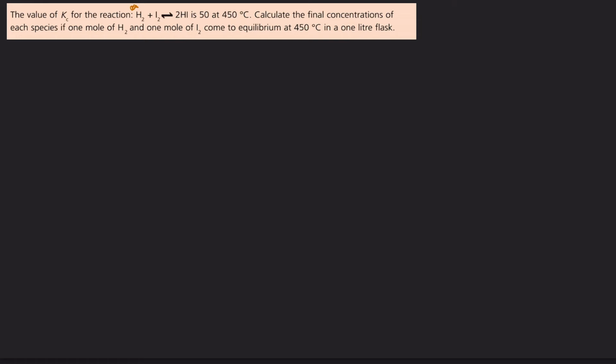Okay, so we have our equation. Temperature again stays the same, as you can see. 1 mole of hydrogen, 1 mole of iodine. Okay, in a 1 litre flask. So we're given the moles of both reactants at this stage. And we're also given the equilibrium constant, 50. Okay, so we have to work out the concentrations this time.